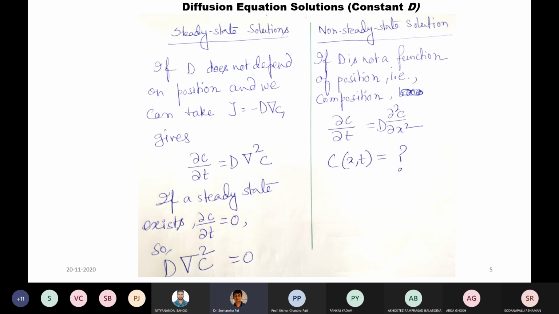Now we are going to understand the diffusion equation solution when the diffusion coefficient is constant. That is the steady state solution. We are going to look at the steady state solution first, then the unsteady state solution, both. It is very simple. For the steady state solution, the condition is that the variation in concentration at a particular position with respect to time will be 0. So you can directly write del C by del T equals 0.